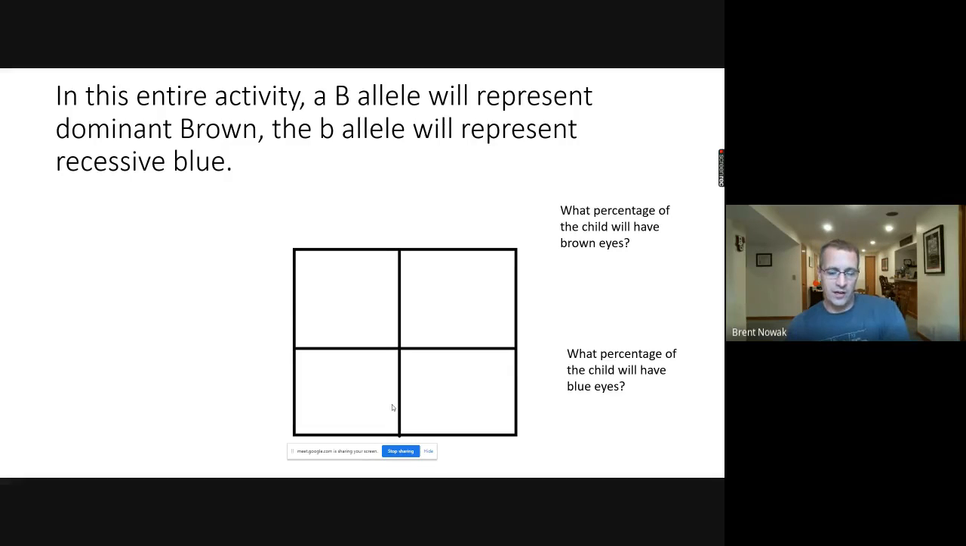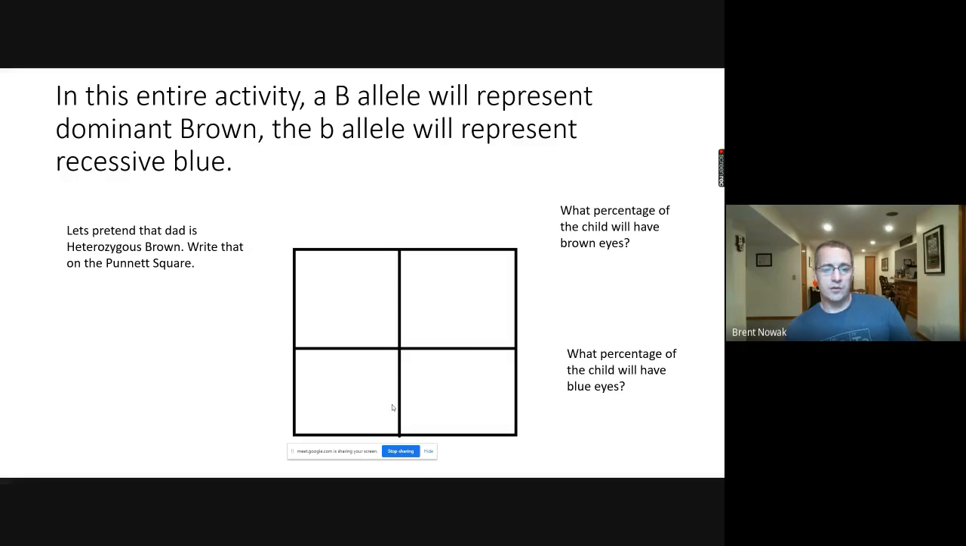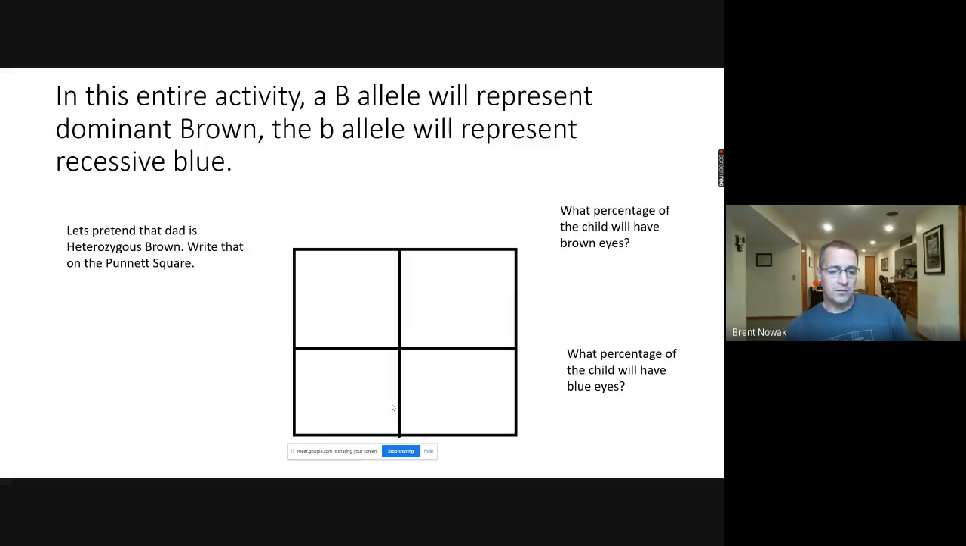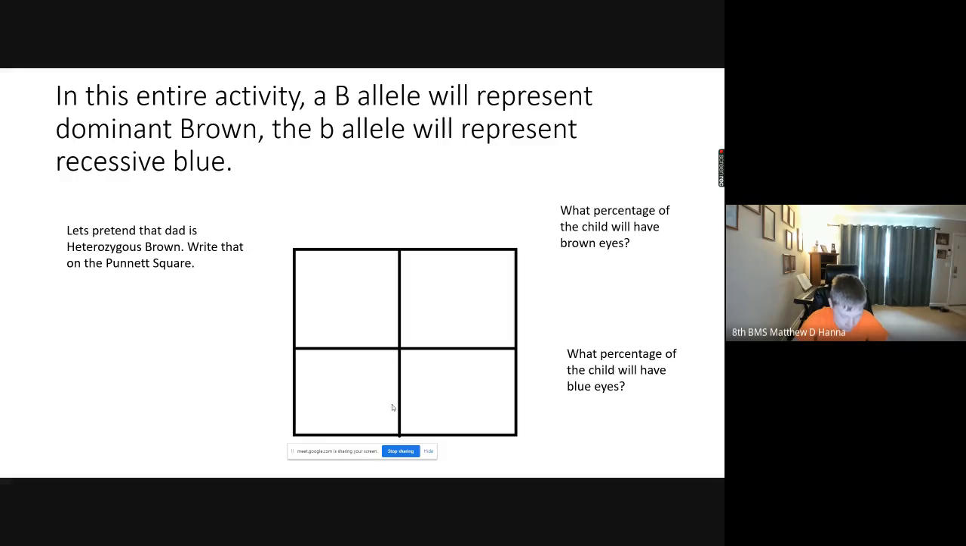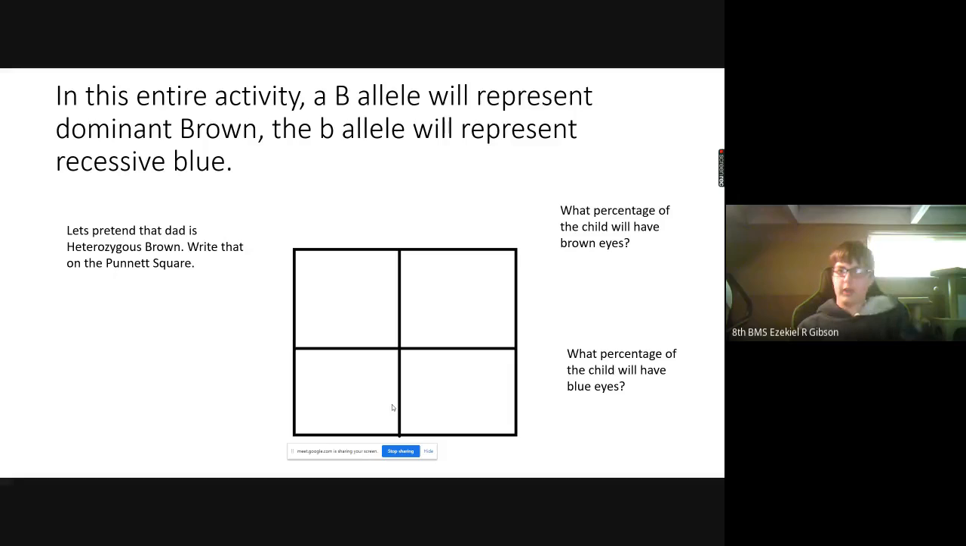All right, so I want you to fill out your chart, and let's pretend that dad is heterozygous brown. Write that on your Punnett square. Capital B. Okay. Got it written? Do we actually have to write heterozygous brown? Nope, I want you to write the alleles. So two letters. What did you write down, Matthew? Nothing yet. I don't know where to write it. Anybody help Matthew? When you're writing down his alleles, you're going to write them on top, outside of the box.